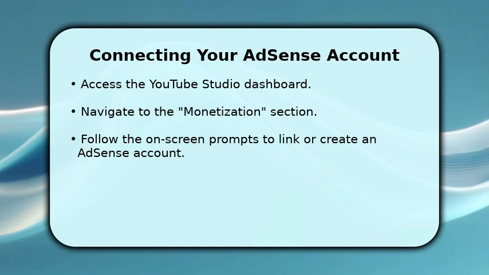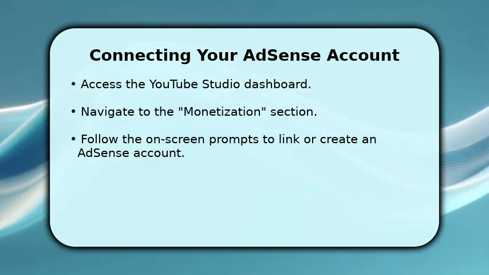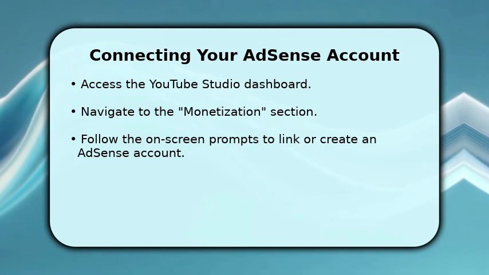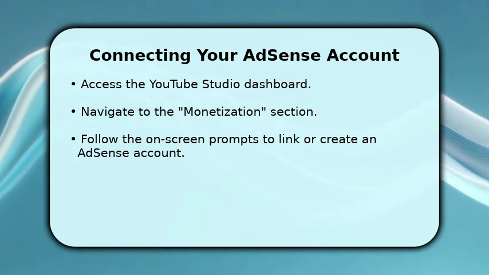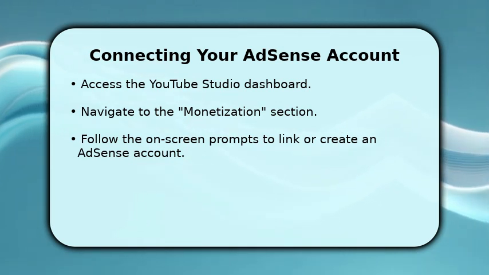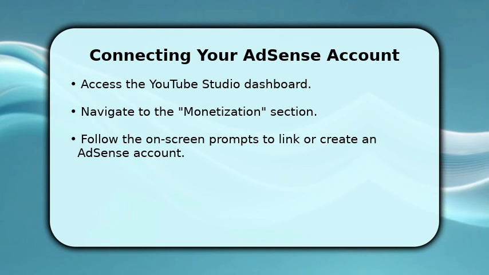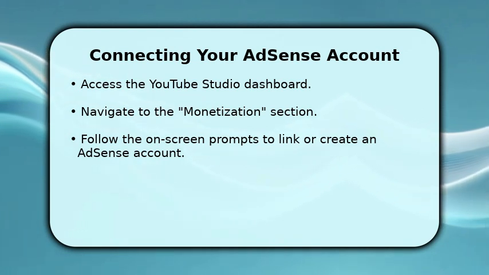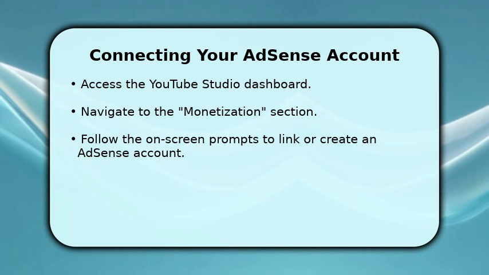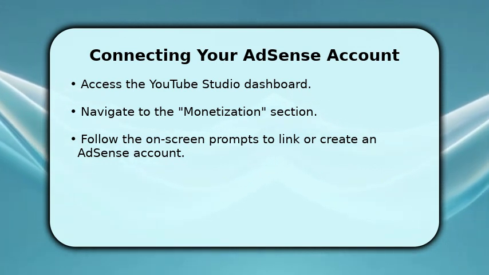Once you meet the eligibility requirements, the next step is connecting your AdSense account. Head over to your YouTube Studio dashboard. On the left-hand menu, you will find the Monetization section. Click on it. Here, you will see prompts to either link an existing AdSense account or create a new one if you do not have one yet. Make sure to accurately provide all your personal and payment information during this process for a smooth setup.